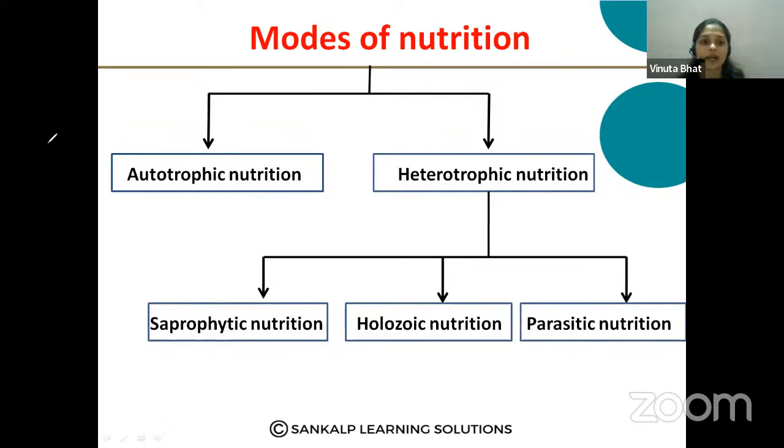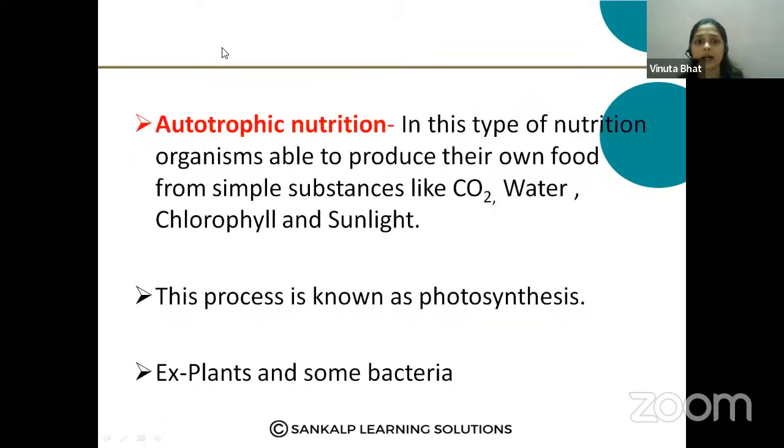So we can find autotrophic modes of nutrition mainly in plants, right? In plants and in some bacteria. So students, concentrate on these points. One multiple choice question was asked in the previous year.